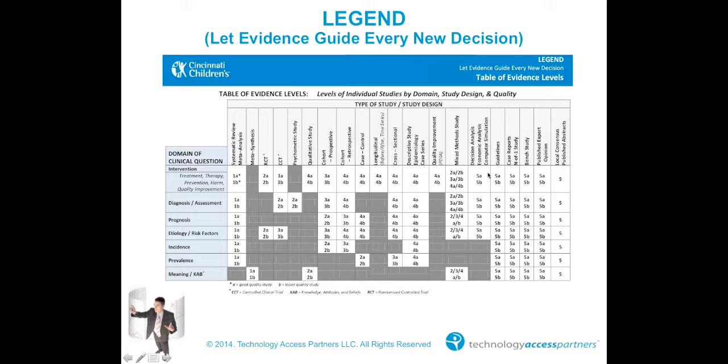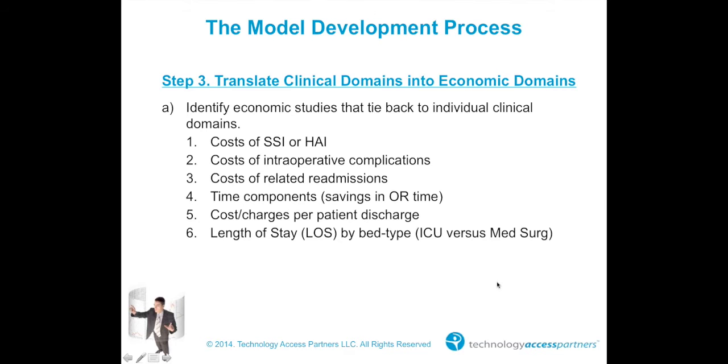Let's take a look at step 3. Once we have all of this done and we've analyzed all the data and all the studies, and we've graded everything and we know where we want to be with which clinical domains, we then have to translate our clinical domains into economic domains. And I get this all the time. People ask, if I want to create a cost comparison or cost avoidance model, we know we can impact length of stay or SSIs, but there's no data to say what that means economically for a product or a procedure.